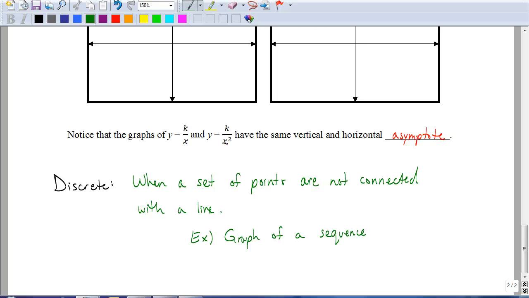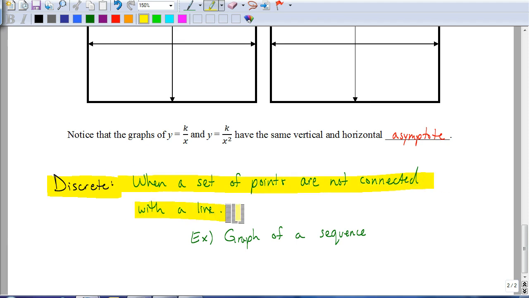And the last thing that I forgot to type into the notes, but you want to make sure you get this definition down, is this term discrete. When a graph is discrete, that means it's a set of points that are not going to be connected with a line. This often happens with story problems. It also happens with sequences. Remember when we graph sequences, we said that we would graph those points, but we would not connect them with a straight line because the domain is not the set of all real numbers. It's just a set of integers.